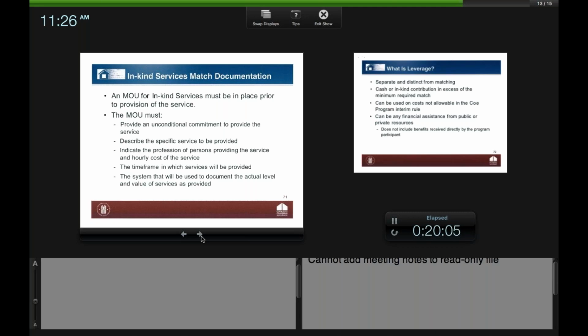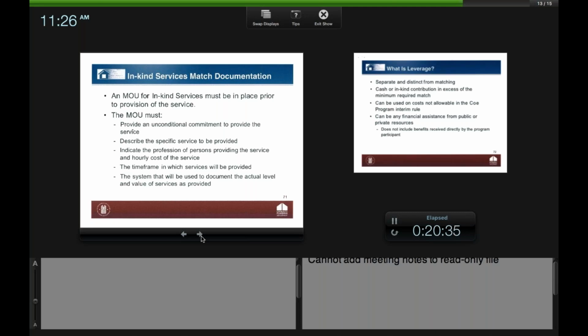As indicated here, the MOU must provide an unconditional commitment to provide the service. And again, this is by the third party committing to our grant recipient and specific to that program and the eligible activities. Eligible activities are anything that you would spend your CoC dollars on, and that is what you can count as match being provided by a third party.